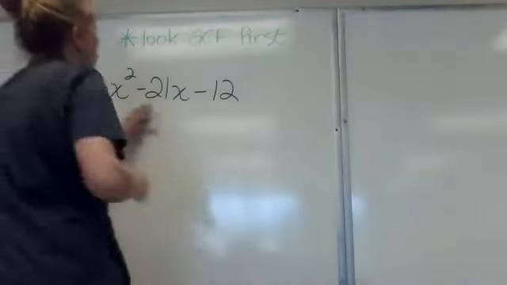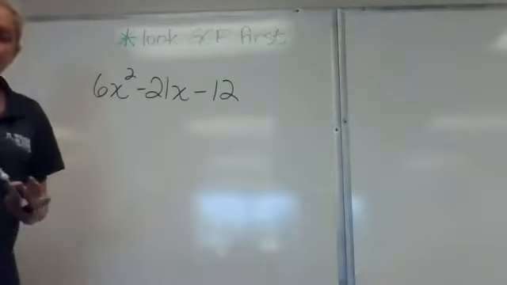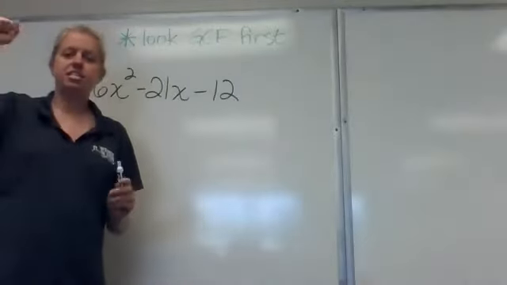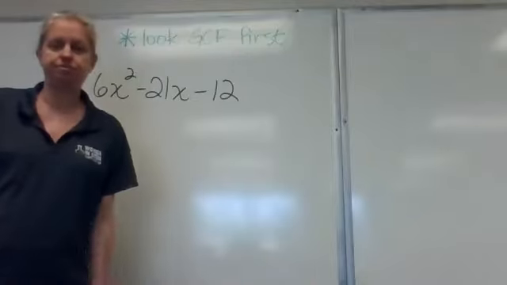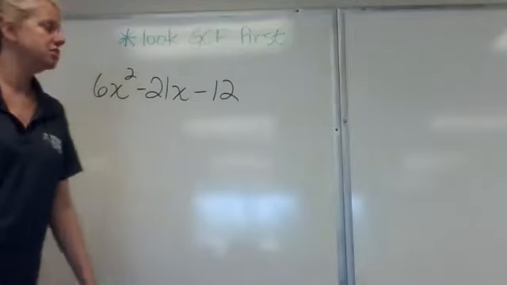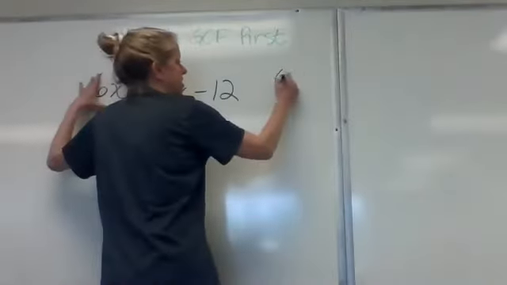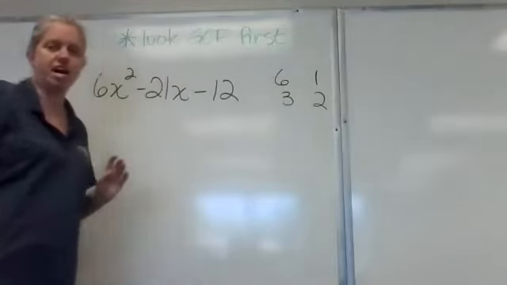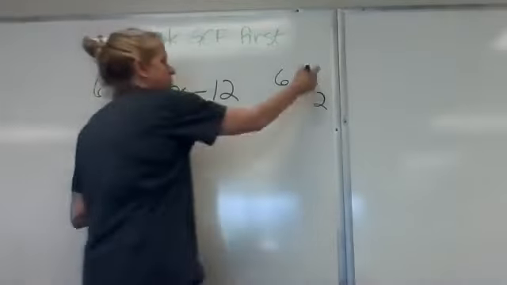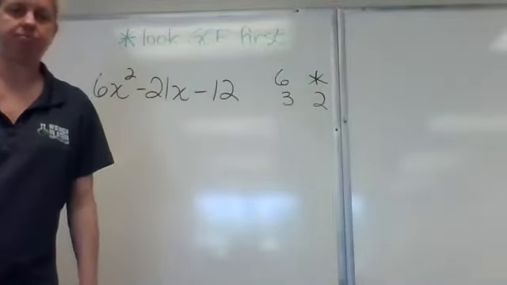So let's see, they don't all have x's because this last term doesn't have an x. So the only thing they could possibly have in common is if there's a number that goes into 6, 21, and 12. So again, I'm going to use my small number and say, okay, to multiply to get 6, I could do 6 times 1 or 3 times 2. 1 doesn't ever help us, right? Because 1 goes into everything, so it doesn't change anything.